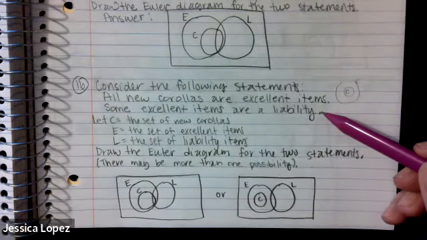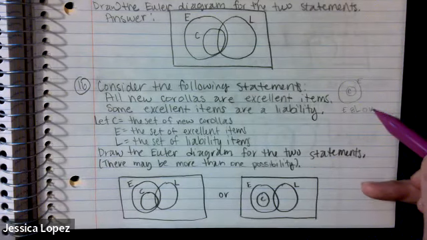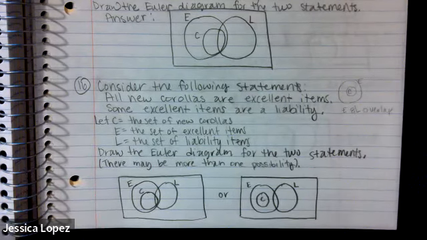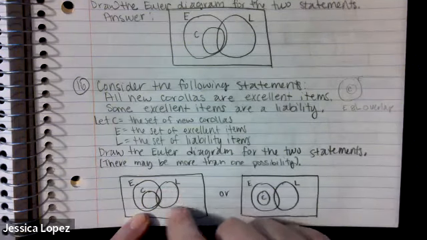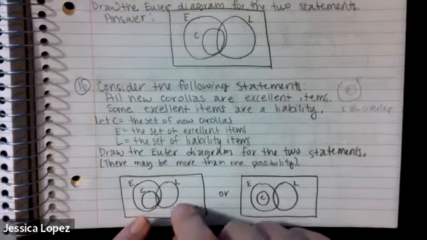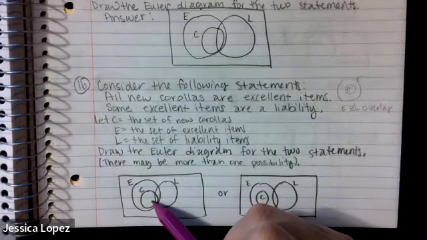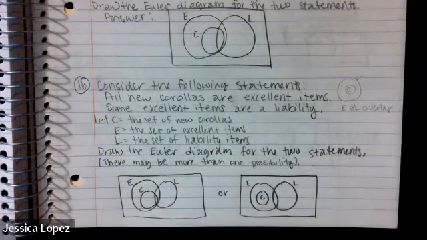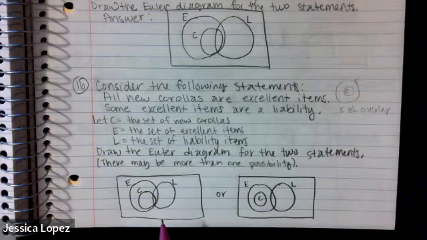Then the second statement says that some excellent items are a liability. So this means that E and L should overlap. Now, that means it could be one of two different cases. It could be where just the E and the L overlap, or it could be where all of these overlap, okay? It didn't tell me whether the Corollas were a liability or not. And because it didn't tell me whether they were or weren't, I can't assume one versus the other. And so you basically have two options here.